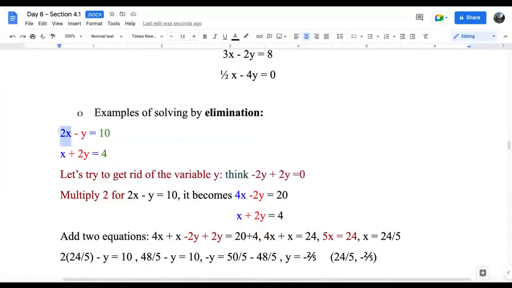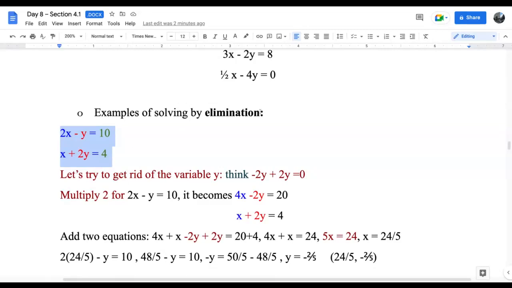Let's see this example. This is already lined up, right? 2x minus y equals 10, and x plus 2y equals 4, already lined up. But if we add or subtract the two equations, we won't be able to get rid of any variables. Elimination means we want to get rid of one variable.